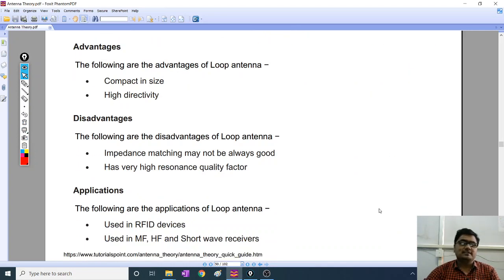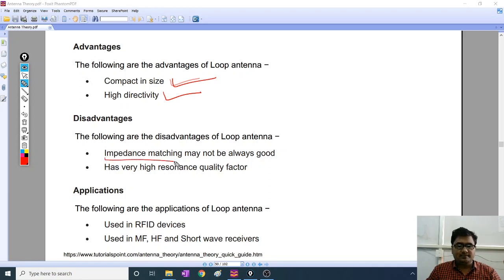Now what are the advantages and disadvantages? Look at this advantages. The best advantage or the most important is it is in compact size. Then directivity is high. Obviously it's a loop, na directivity must be high. And what are the disadvantages?